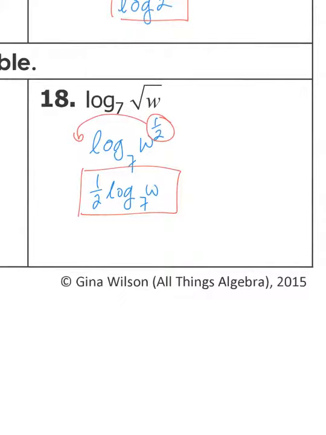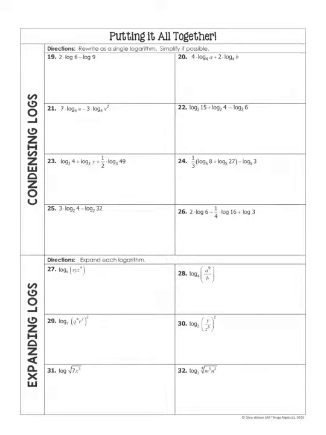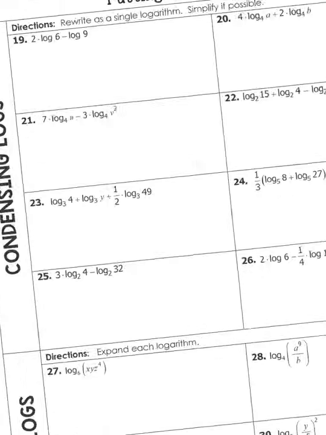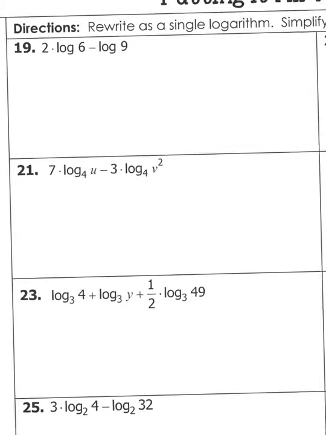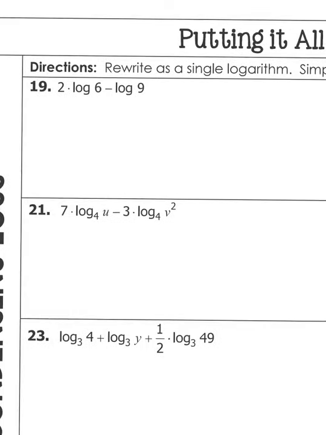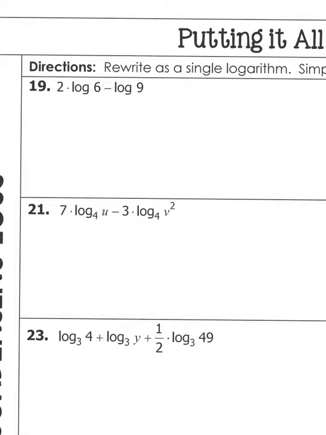Let's look at the second page. So we're going to put it all together now. We're going to use all the properties, expanding and condensing. So for number 19, the directions are rewrite as a single logarithm and simplify if possible. Before we condense, we're going to have to loop anything in front of the log up here. So before I can take this subtraction and convert it to division, I have to loop the 2. That's first and foremost what you have to do first.